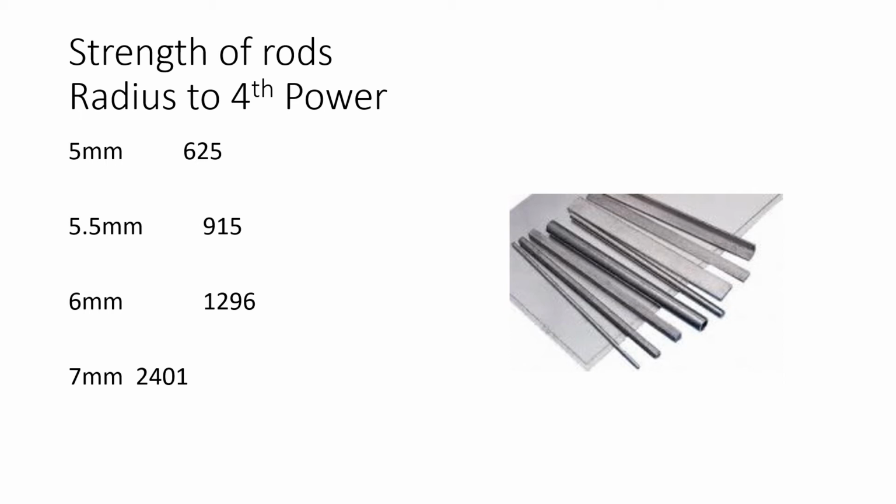For a simple cylinder, there's a fairly simple equation. For more complex structures such as beams, we arrive at different equations. Here you can see the strength of the rod in relation to diameter.